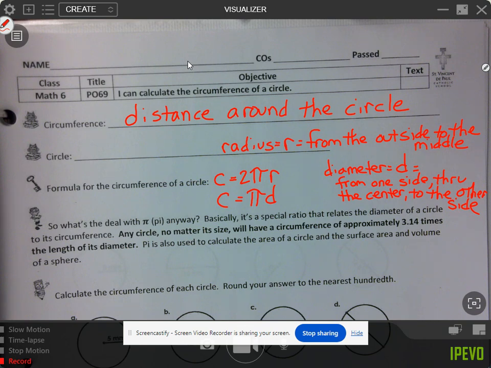So our diameter has a radius going from the side to the center, and then it goes from the center to the other side. So it's got 2 radiuses in it, right? The radius is from the side to the center, diameter goes through the middle, all the way from side to side.